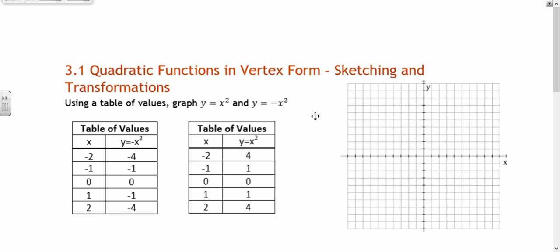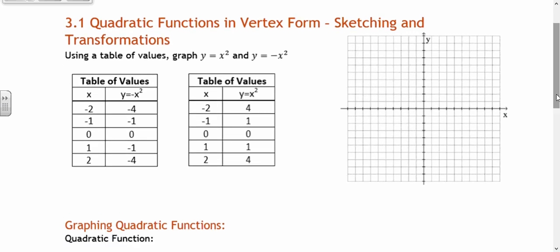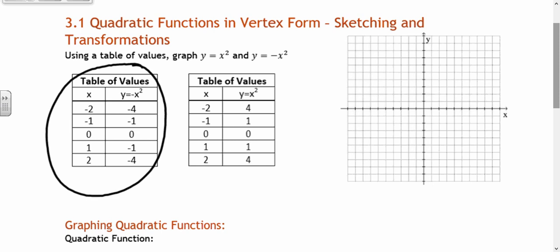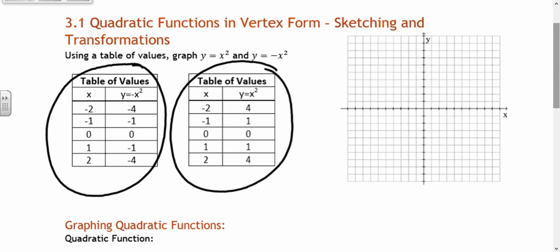All right, welcome to chapter 3 of quadratic functions. We are going to start with 3.1, quadratic functions in vertex form, sketching and transformations. So the first thing that we're going to do is sketch this. We have two tables of values here and here, and we're going to plot these in corresponding colors.